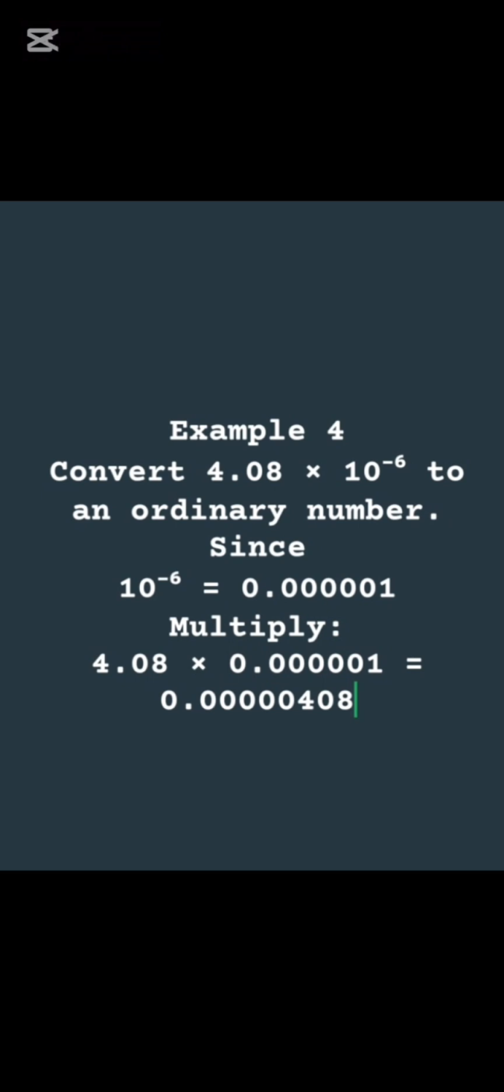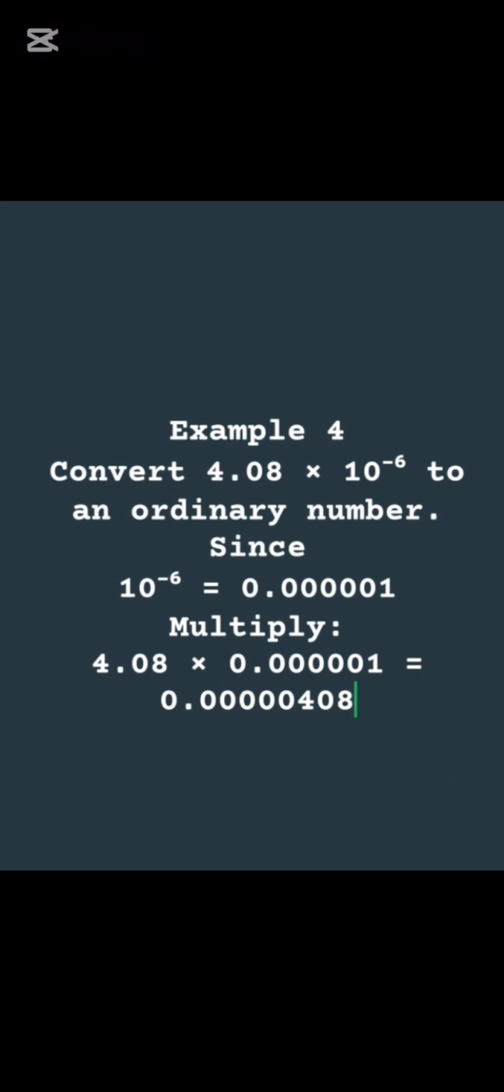Now let's take a look at another one. Convert 4.0 times 10 raised to the power minus 6 to an ordinary number. Now 10 raised to the power minus 6 is a decimal number. This means 0.000001. This tells you that we have 6 zeros. Look at it closely. Now you multiply this number 4.0 times 0.000001. This is the answer.